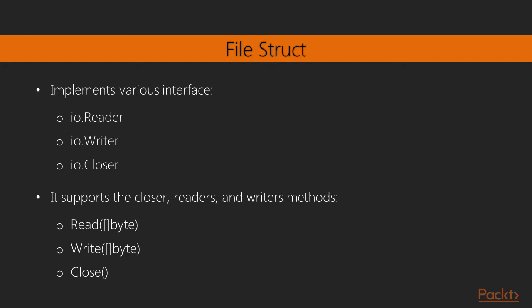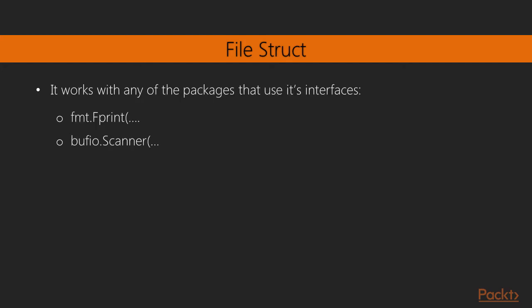Also, being a child of these interfaces, the file struct is capable of functioning with a lot of other packages, like fmt and bufio. So for example, we can put the file type as an argument to fmt.Fprint or bufio.Scanner, and so forth. So this allows us to use any reader or writer code with the file struct.